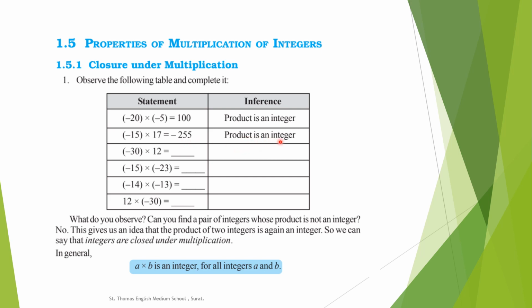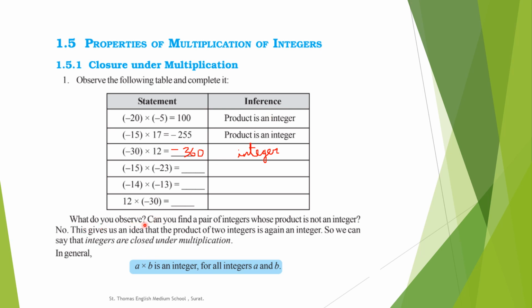The product is an integer. Minus 30 multiplied by 12. You can multiply 12 threes, that is 36, and one positive number, one negative number, you will always get a negative number. And 12 threes are 36, and 1 zero left, you can write here 0. So the answer is minus 360. Is it an integer? Yes, we can say that it is an integer. So here, the product is an integer. It's clear? Now you can complete the next 3 and check whether the product is an integer.